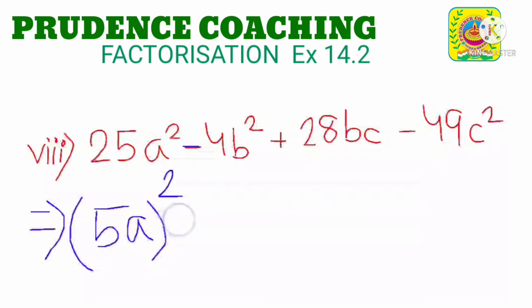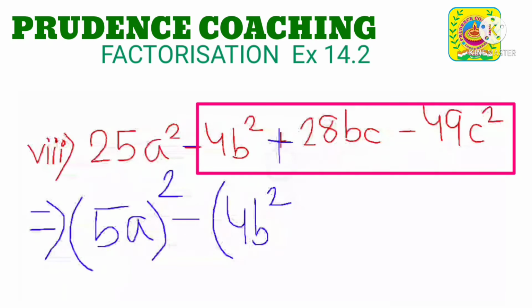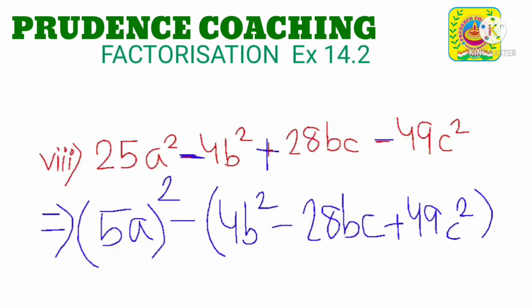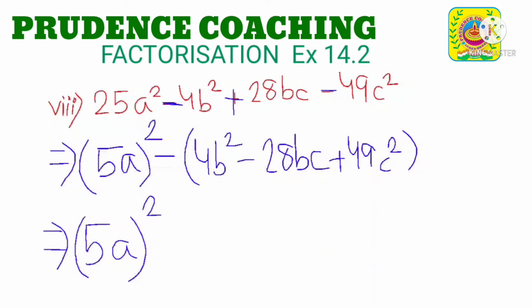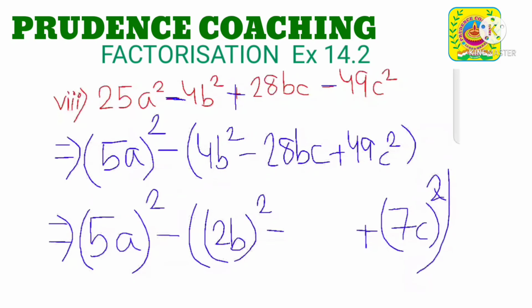Now if we take this minus common, then this 4b square will be there here, and here plus we have taken minus common, so this will be minus 28bc, and this one we have taken minus common, and this is also minus, so sign will change, so it will become plus. So here 49c square, right as it is. Here we have 5a the whole square, right as it is. Here 4b square, 4 can be written as 2 square, so 2 square b square, you can write it as 2b the whole square, minus we have 28bc, we will be writing this afterwards. Here we have 49 is 7 square and c square, 7c the whole square.